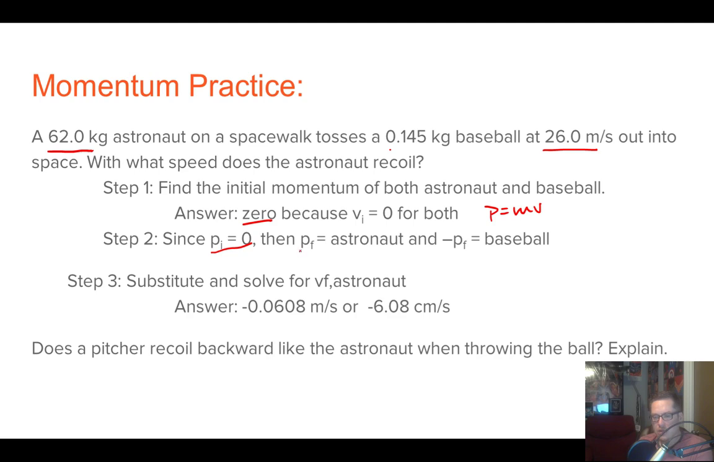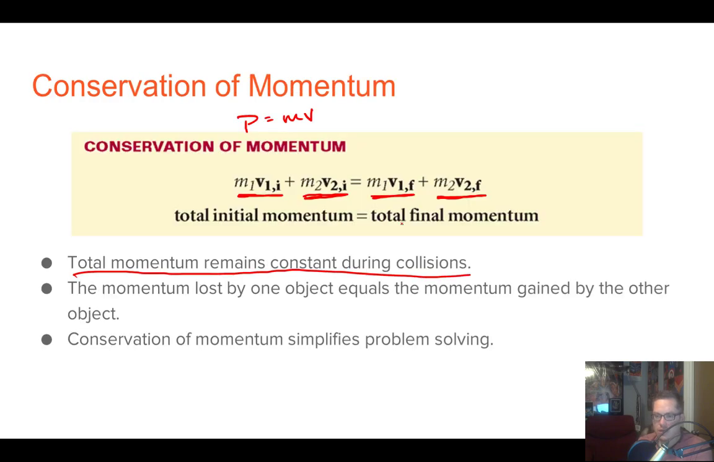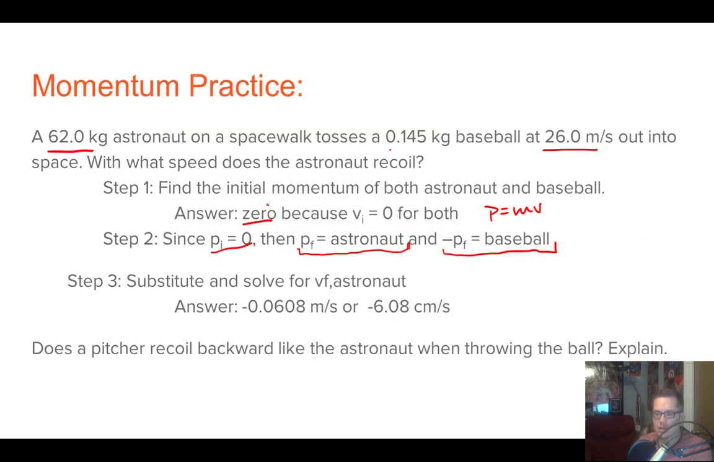Now we know that the momentum has to be conserved, so that means if we define the astronaut as having a positive momentum, then the baseball has to have the equal and opposite momentum here. So the astronaut final momentum is PF, and therefore the baseball has to be the opposite of that. Then all we have to do is substitute these into our initial equation over here. Okay, plug all those in, and we'll find that the final velocity of the astronaut is going to be negative 6.08 centimeters per second, backwards.